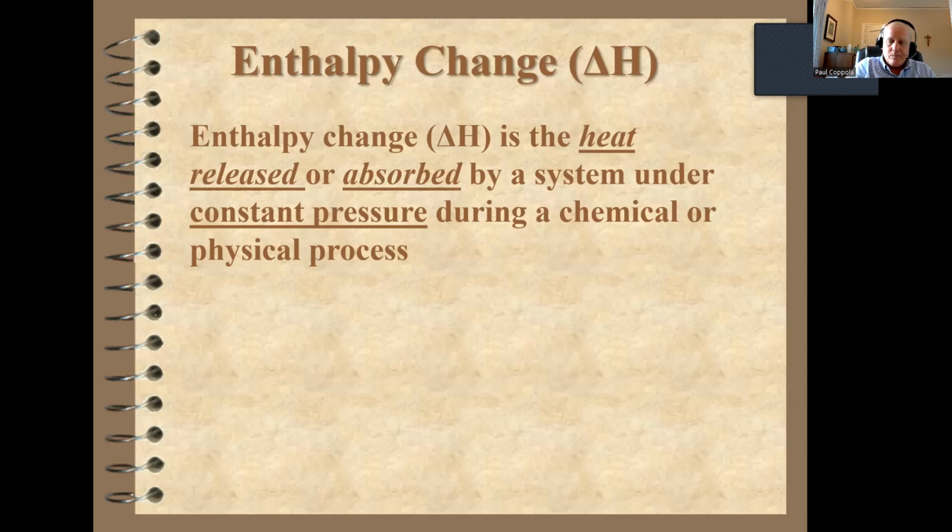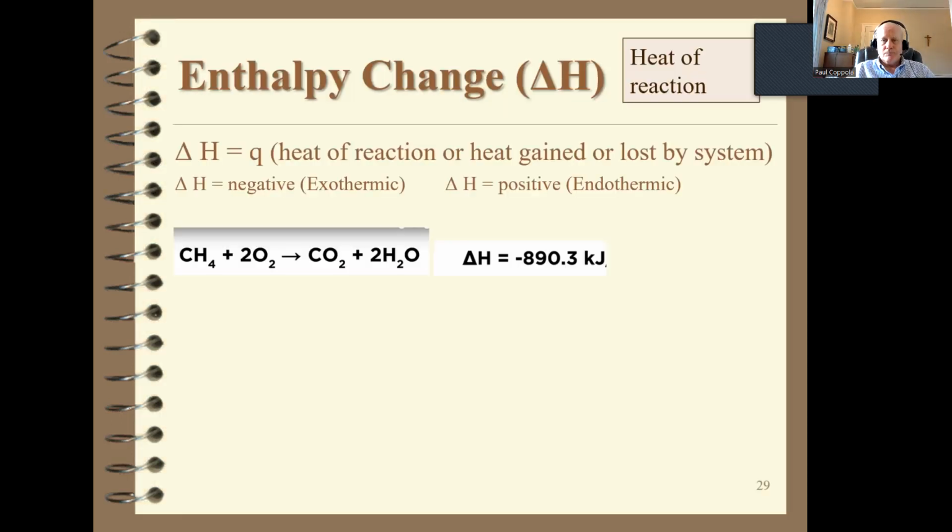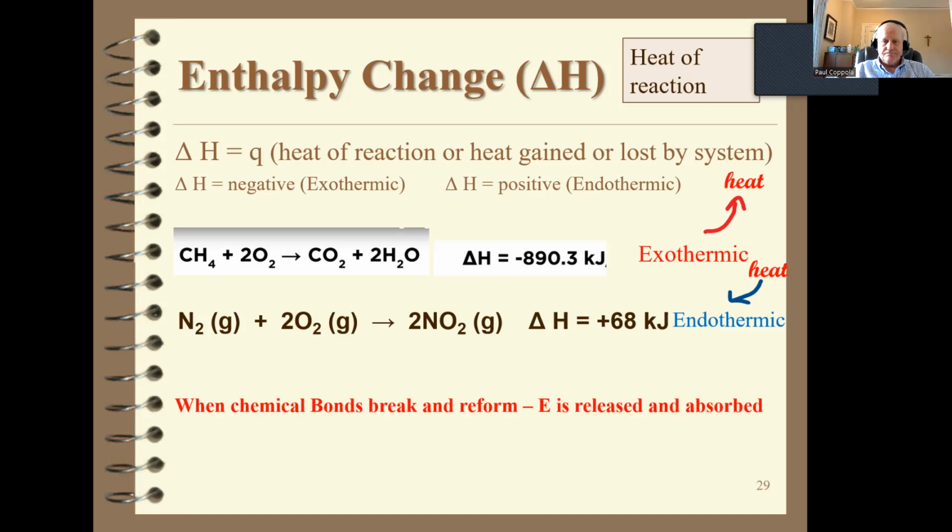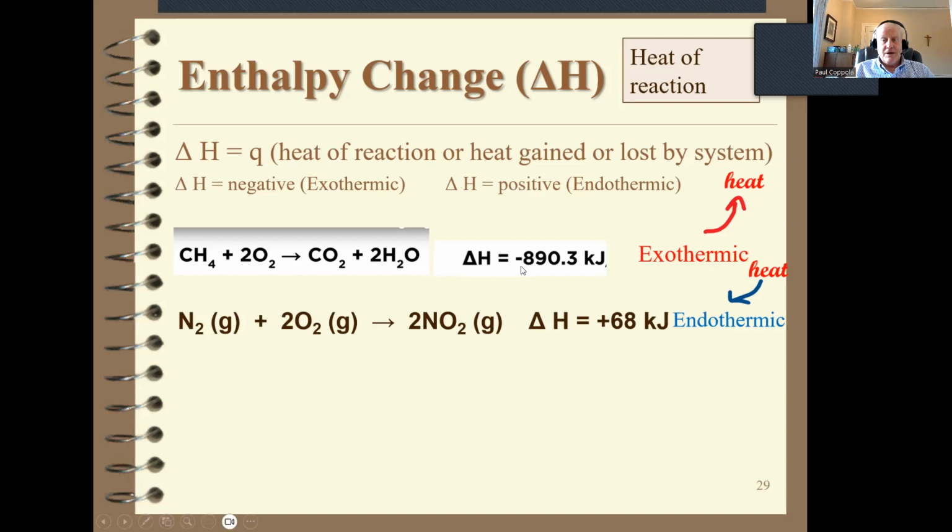Slide 29. As I said, if delta H is negative for a reaction, that's a way of indicating that heat is being lost. So here, 890.3 kilojoules of heat is lost. But over here, delta H is a positive 68. That means it's endothermic, that for this reaction to proceed, it absorbs energy. So if delta H is positive, endothermic. Delta H is negative, exothermic.